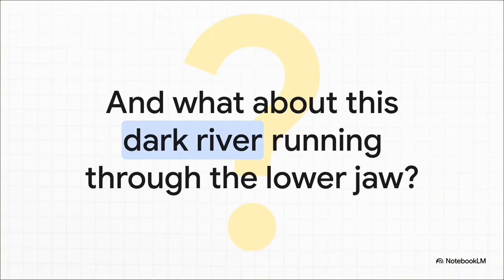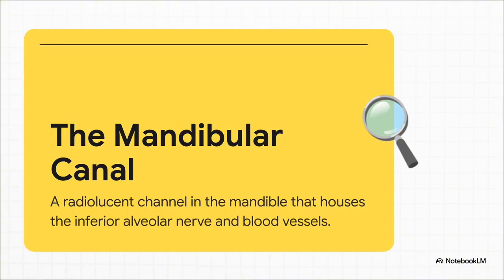On an X-ray of the lower jaw, you'll almost always see this really prominent dark band, kind of like a river flowing right through the bone. So, what's that? That river is the mandibular canal. It's a dark or radiolucent tunnel that runs inside the jawbone, and it is incredibly important because it's the protective housing for the main nerve and blood supply for all of your lower teeth. Knowing exactly where that canal is, that's absolutely critical for any kind of dental procedure in that area.